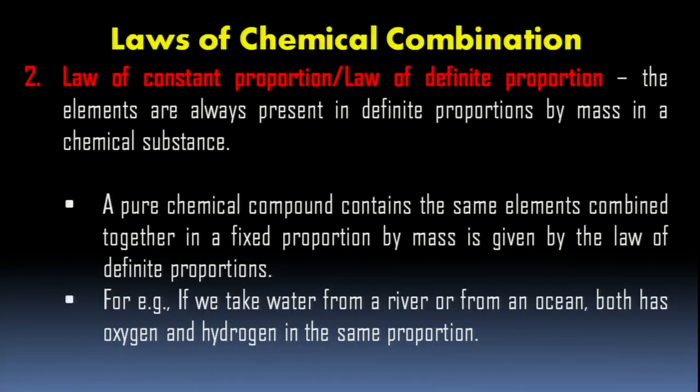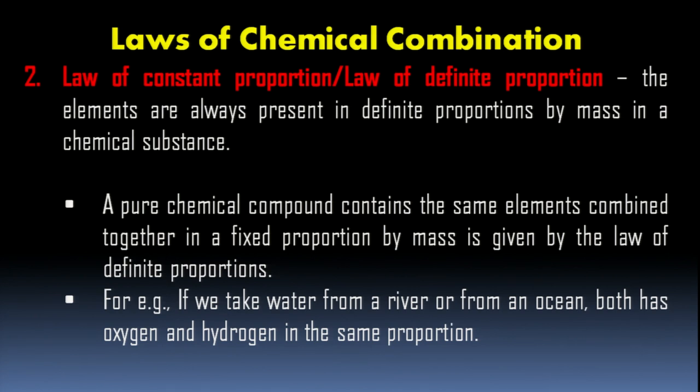Now, let's do the second law of chemical combination. It is the law of constant proportion or law of definite proportion. We can call it both ways. What does this law say? This law says the elements are always present in definite proportion by mass in a chemical substance.